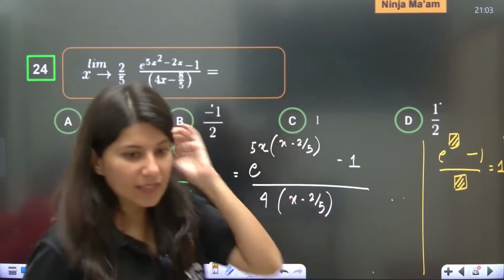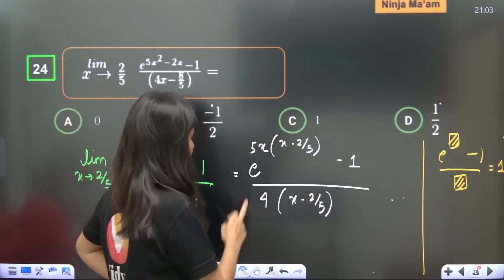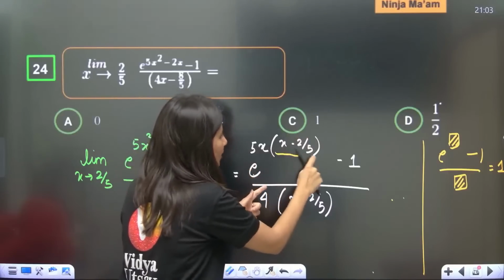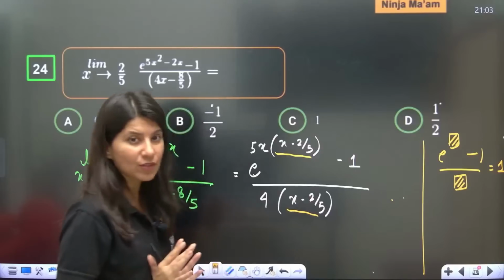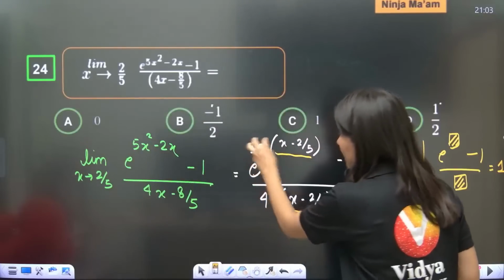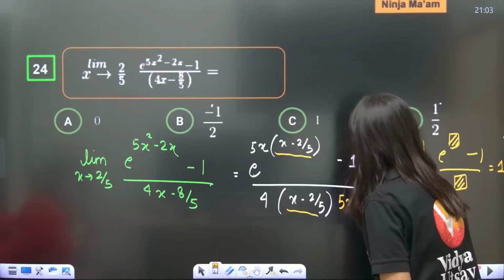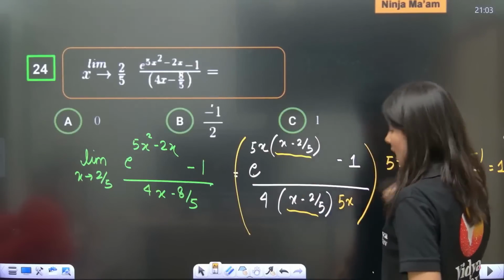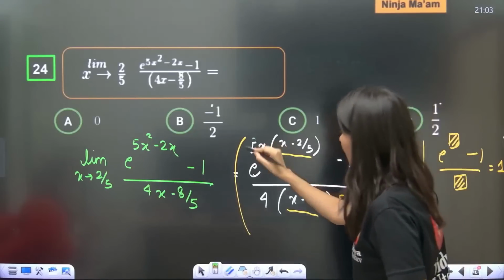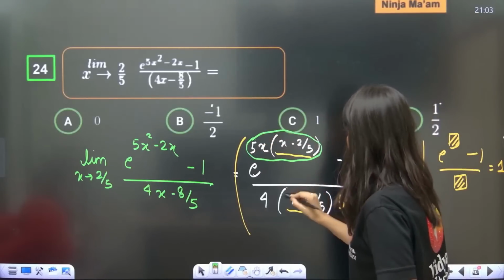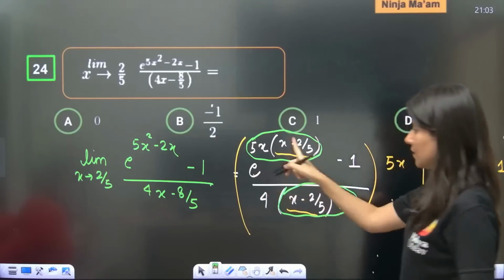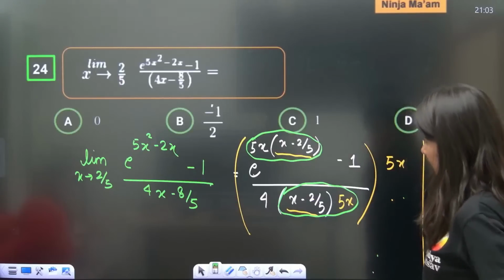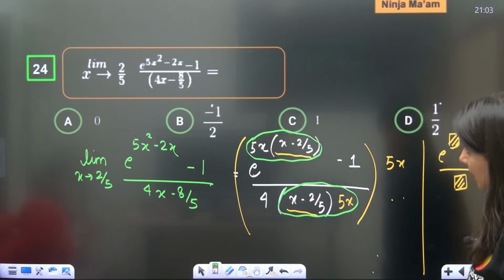Everybody? Yes. So now see, e power 5x into this is already there. So I already have this much part. X minus 2 by 5 is already there. All I need is 5x. So this is 5x. You need to multiply it, sorry, divide it and multiply it. So now can you see that this 5x is this and this is x. Okay. So e power something upon this, so overall this is 1. So 5x is right there.